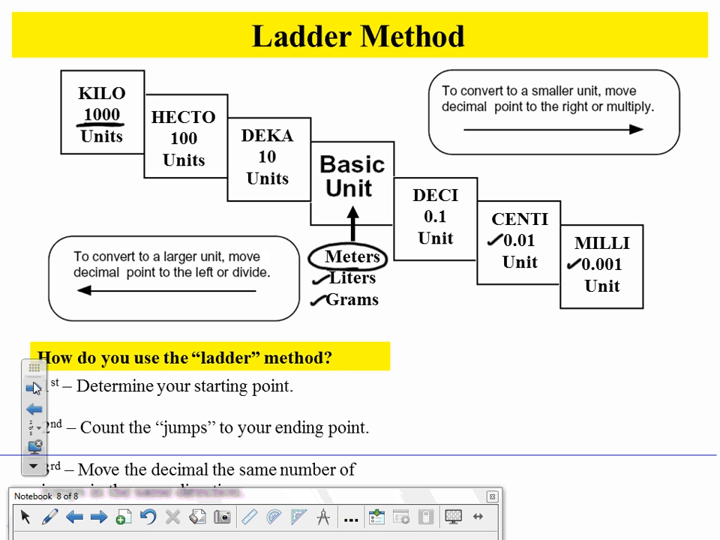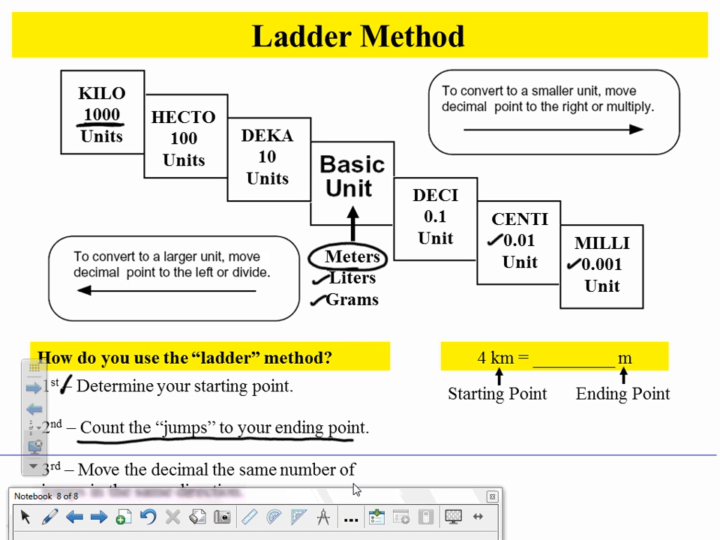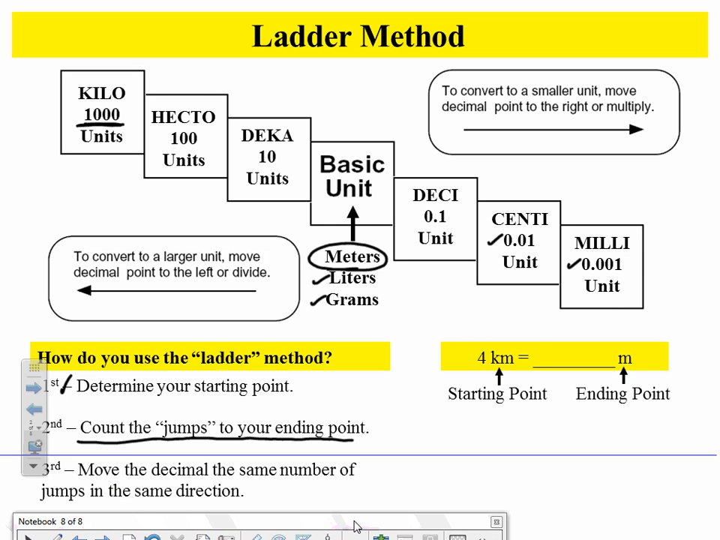Okay, so how this works is you determine your starting point, you count the jumps to your ending point, and you move the decimal the same number of spaces in the same direction. So the direction matters a lot.